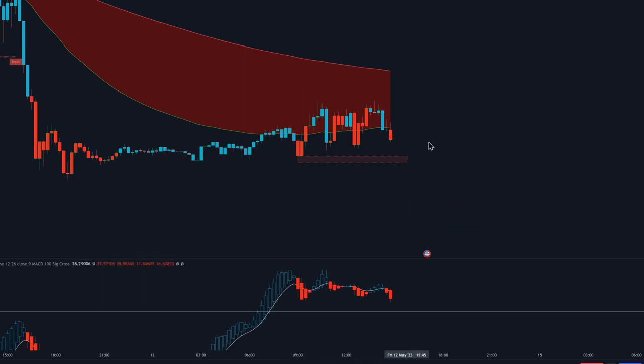Condition number 3 is that we need the price to do a break and retest of the most recent support level. The support level is going to be identified by the break and retest indicator as this dotted horizontal level right here. To see this indicator in action, let's just let the market play out.